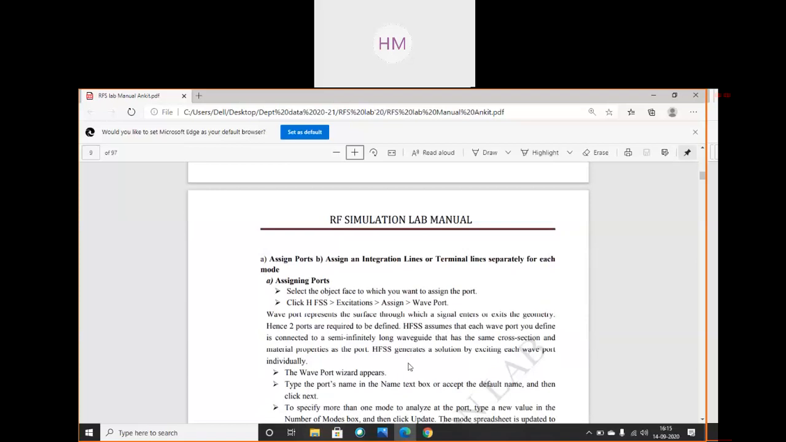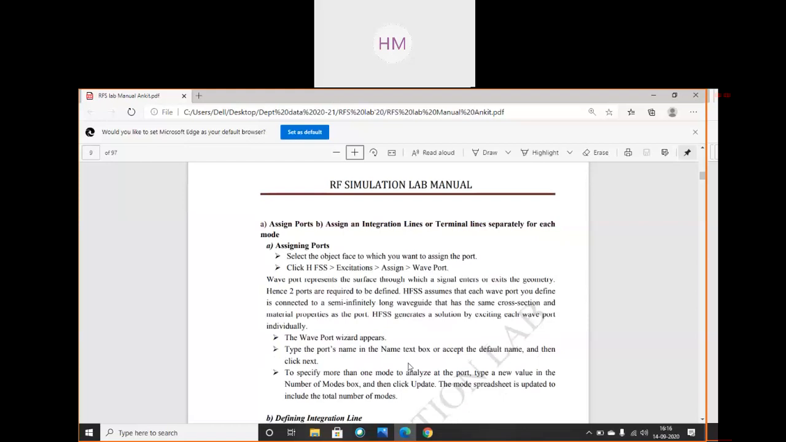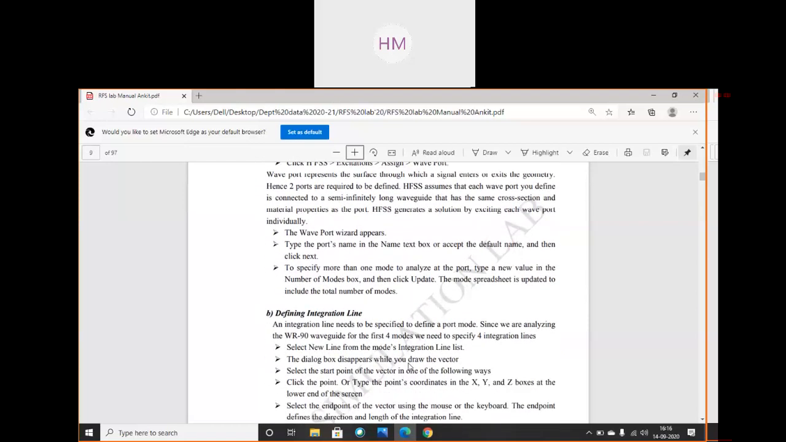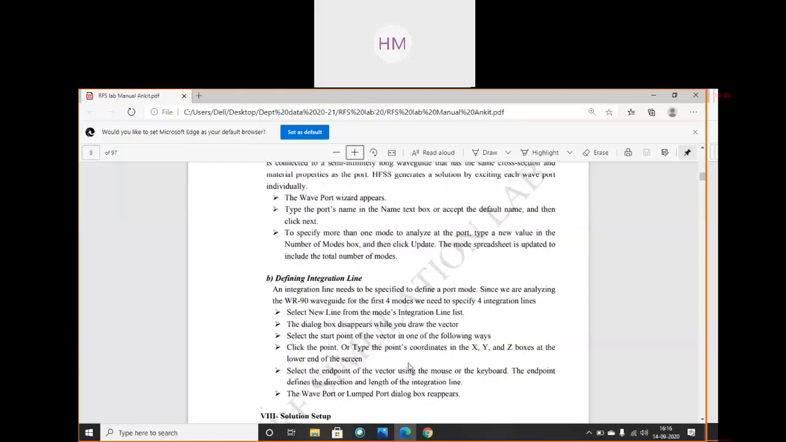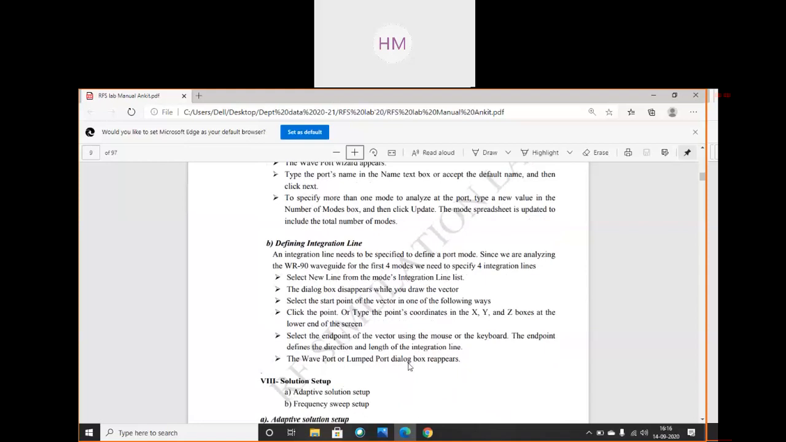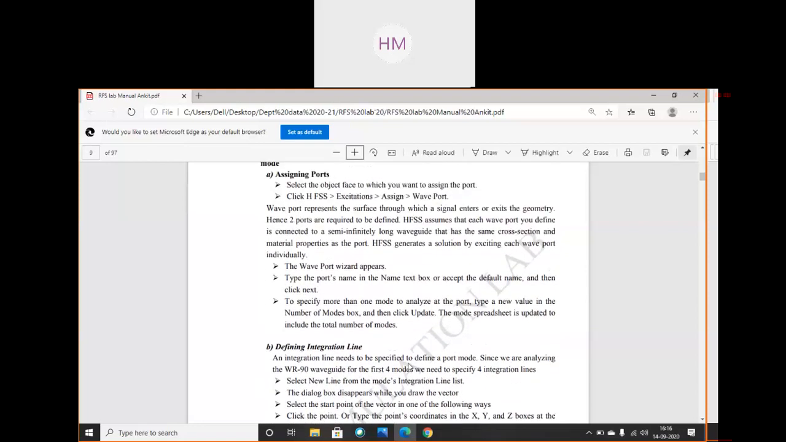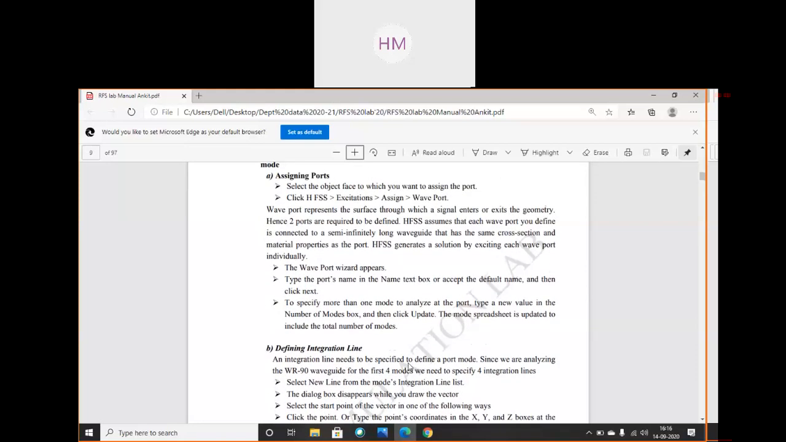Okay, assign port A, assign port B, assign on integration lines or terminal lines separately for each mode. First we will assign ports, then we can define the integration lines. This also we will see. You can see the steps which are given to you.